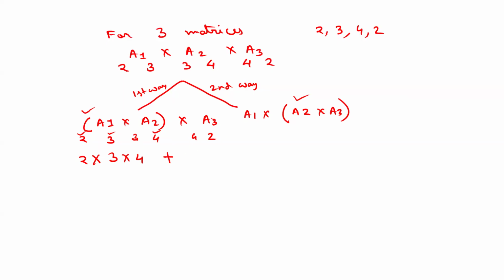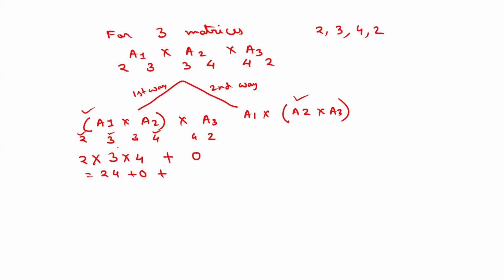Plus A3 multiplied with itself. So here the multiplication cost is 0. Then A3 will be multiplied with the resultant matrix of A1 into A2. So here it is 24 plus 0. Now plus, A3 will be multiplied with the resultant matrix of A1 and A2.